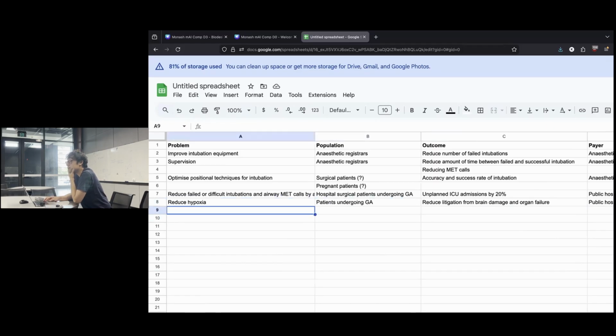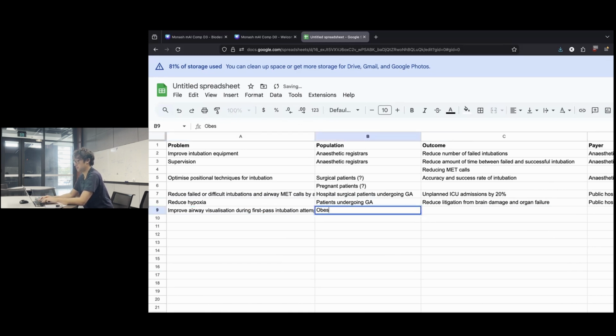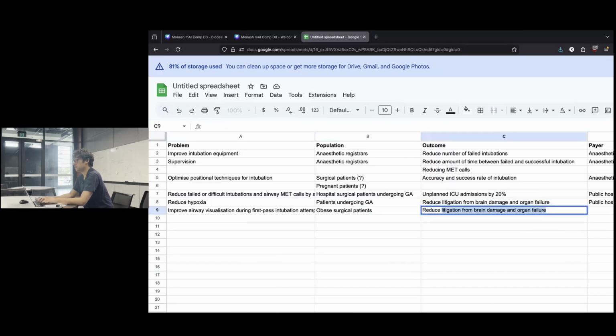I think one of ours was a way to improve airway visualization during first pass intubation attempts in obese surgical patients. During first pass intubation attempt. Is that right? Yes. In obese surgical patients. Yes. For anesthetic registrars, in order to reduce peri-induction hypoxia and prevent MET or MET escalations in the operating theater.